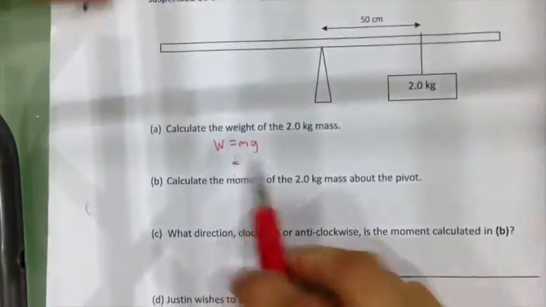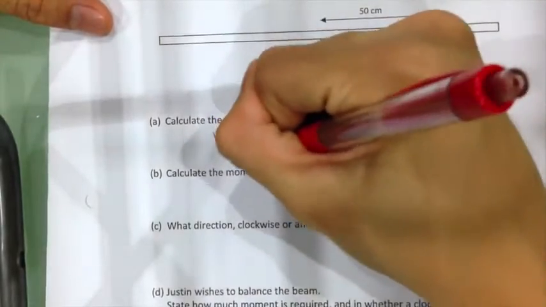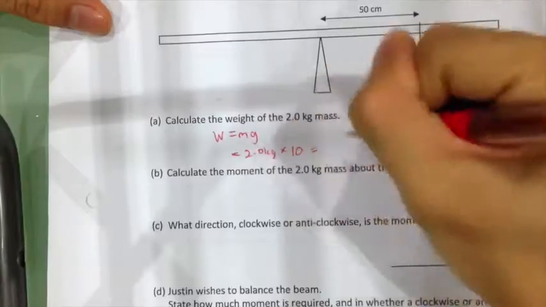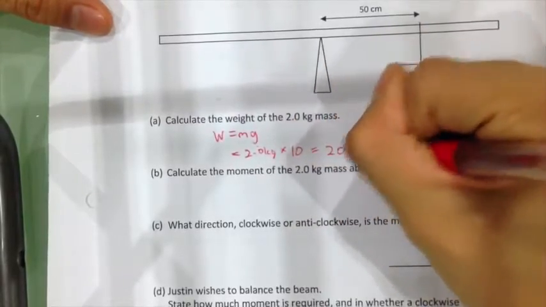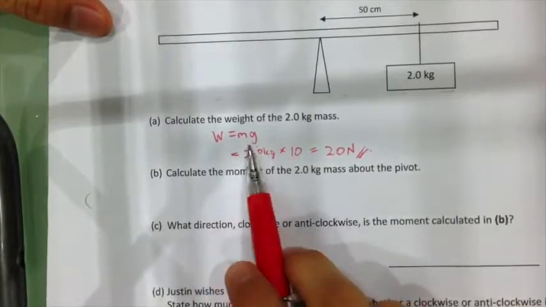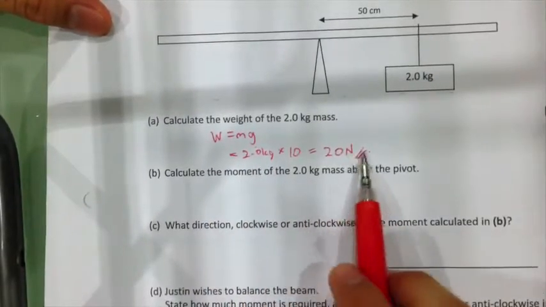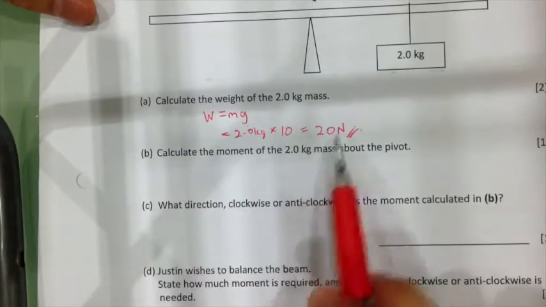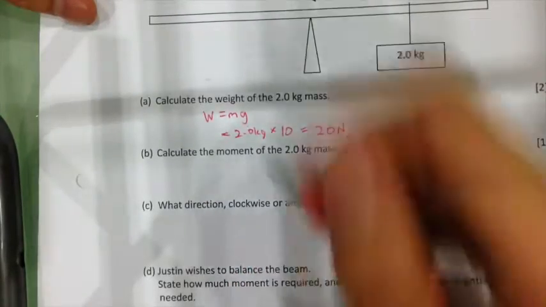Okay, so mass is 2.0 kg. g on Earth is 10, so we just assume it's 10. And so you get 20 newtons. Alright, so here please take note, remember to write the formula, your working, your answer, and your unit. Part B, calculate the moment of this force about the pivot.